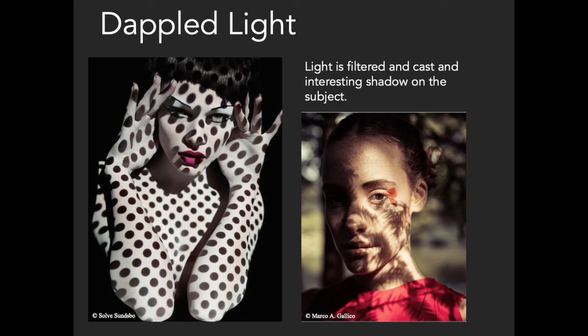Photography is drawing with light, and dappled light adds one more layer to this concept by using light that is filtered and cast an interesting shadow on the subject. It can be man-made, like on the left-hand side, or it can be a natural filter from a tree on the right-hand side. You can make dappled light by using a strainer, for example.